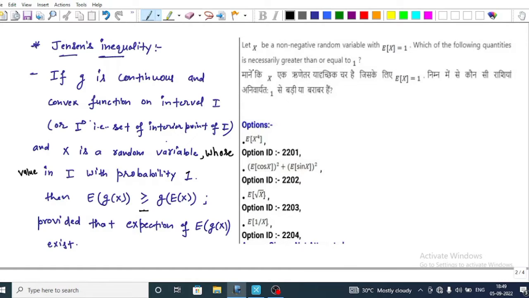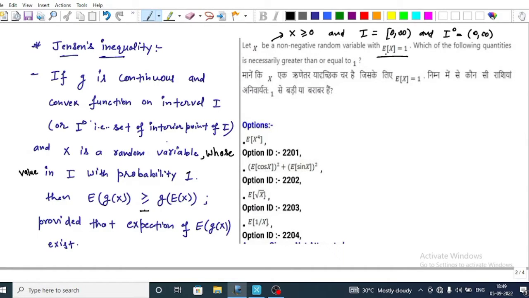Now in this question we have given that x is a non-negative random variable. This statement implies that the value of x is greater than or equal to 0, and in this case, that is for this question, I is equal to 0 to infinity and I naught equals 0 comma infinity. Now in this question we have given that expectation of x is equal to 1 and asked which of the following quantity is necessarily greater than or equal to 1. Now we discuss options one by one.